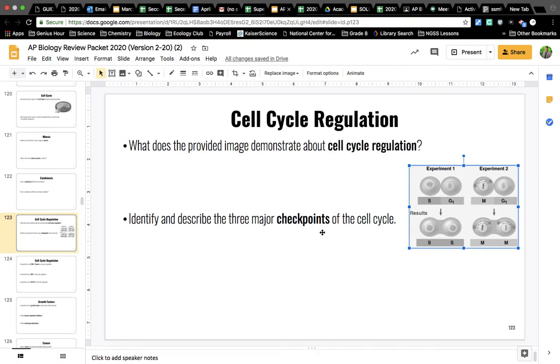Identify and describe the three major checkpoints of the cell cycle. Okay, so a checkpoint in the cell cycle is a spot where these stop and go signals are there.